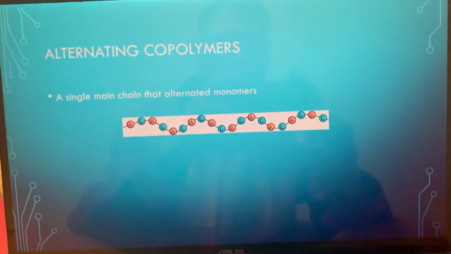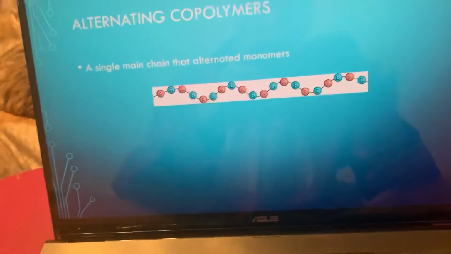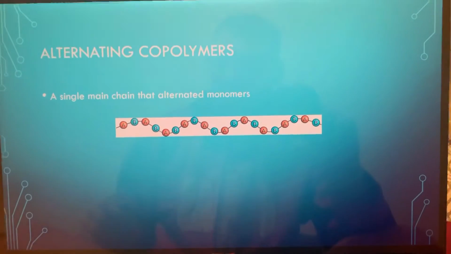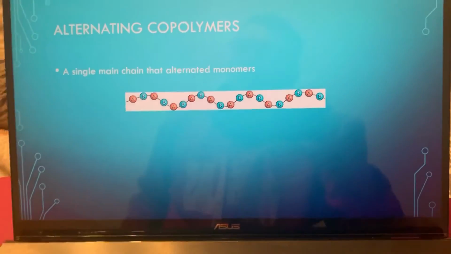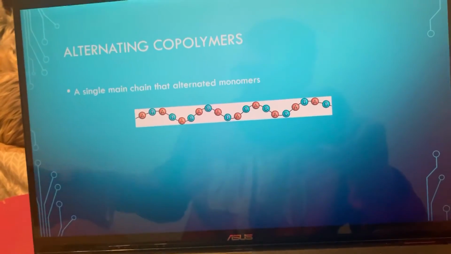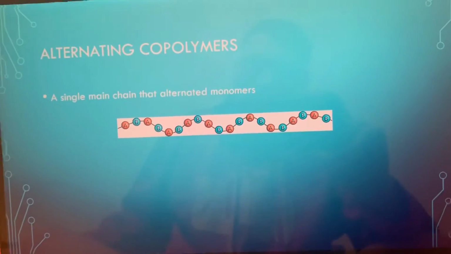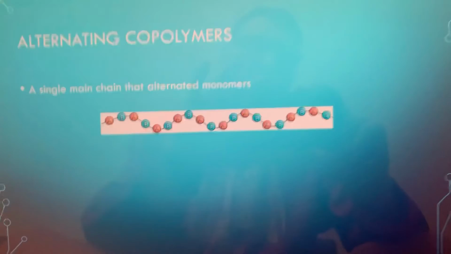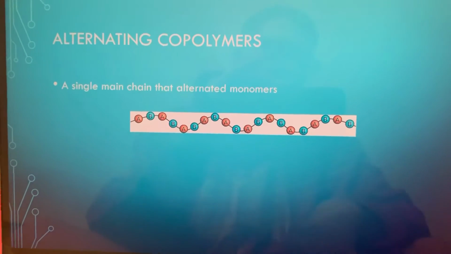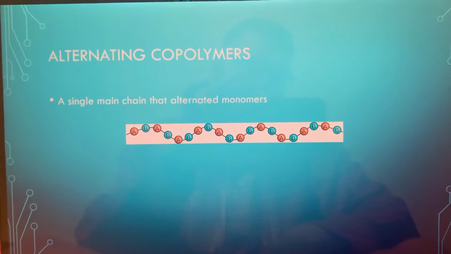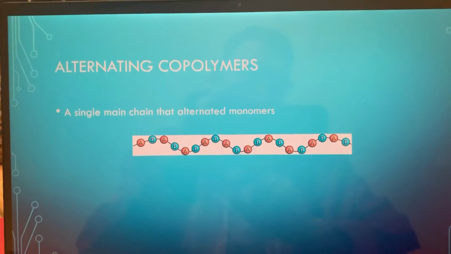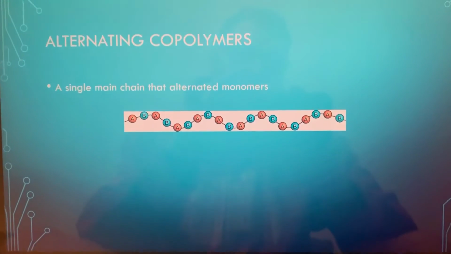Next is alternating copolymers. Alternating copolymers have a single main chain like the block copolymer, but rather than having all the A's first and then the B's, they alternate between the two. So it would be in a pattern of AB, AB, or if you have more, it'd be ABC, ABC. And this is a way of forming tighter bonds together between the two monomers.